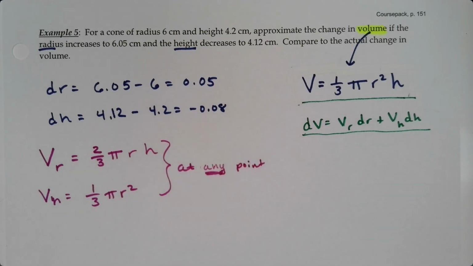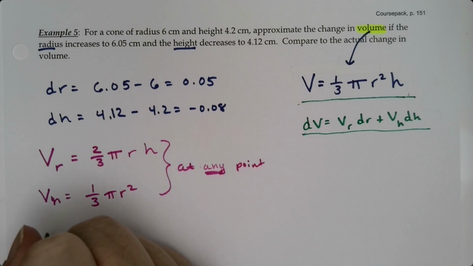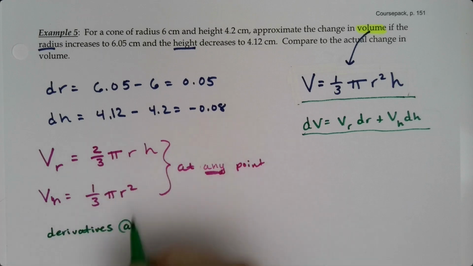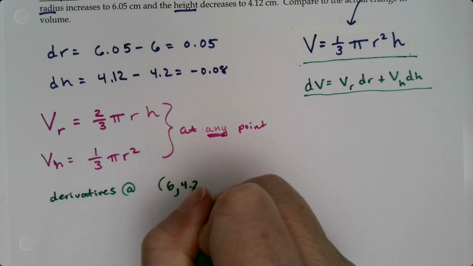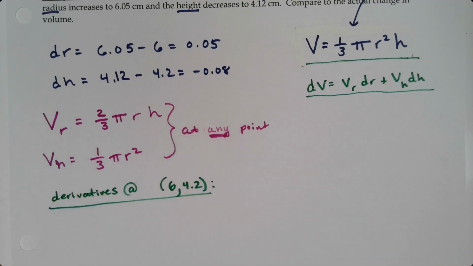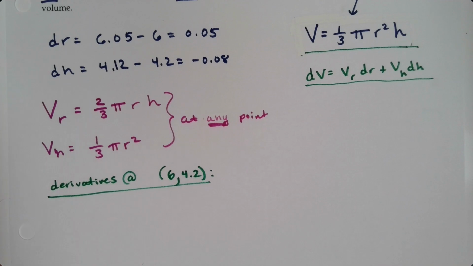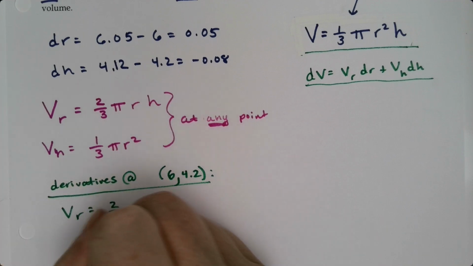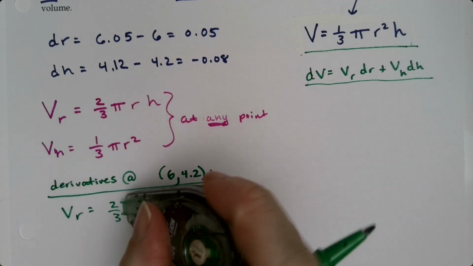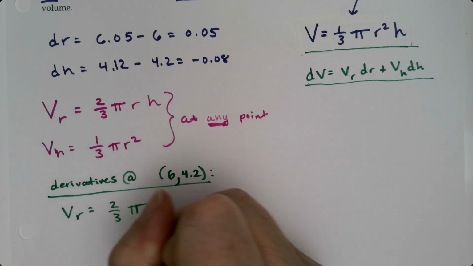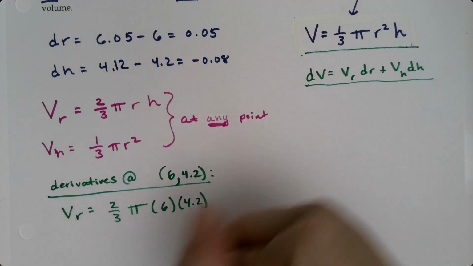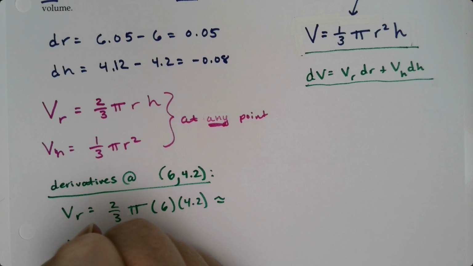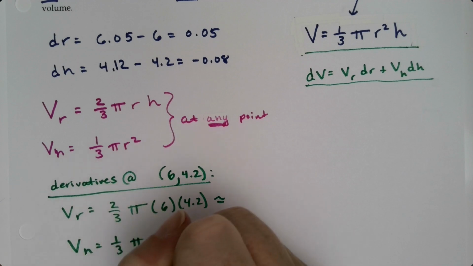We need our particular point. We need the derivatives at our particular point, which was 6 and 4.2, right? Because that's our starting point. Okay, so v sub r would be equal to 2/3 times pi times 6 times 4.2. And obviously I'm just going to make a computer do that. And then v sub h would be 1/3 pi times 6 squared.